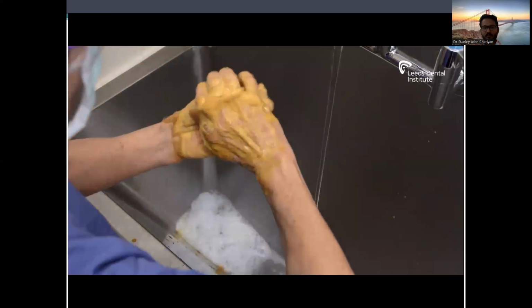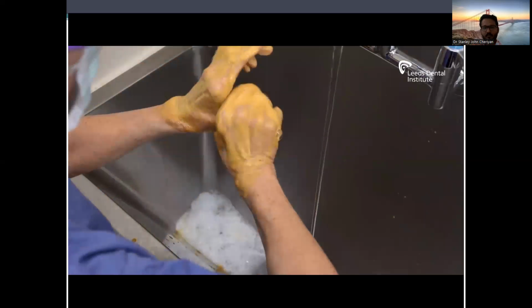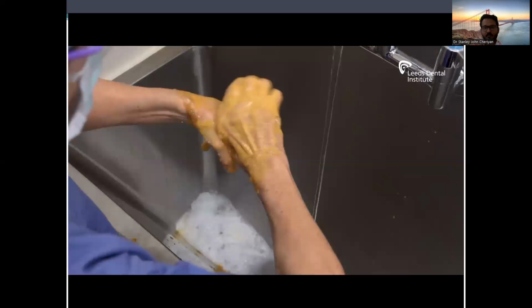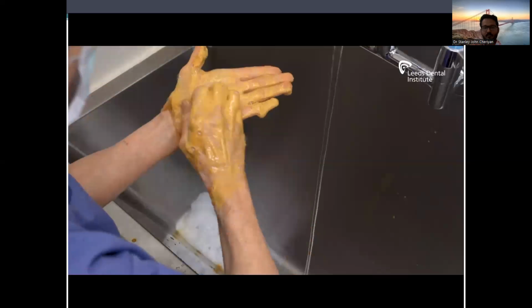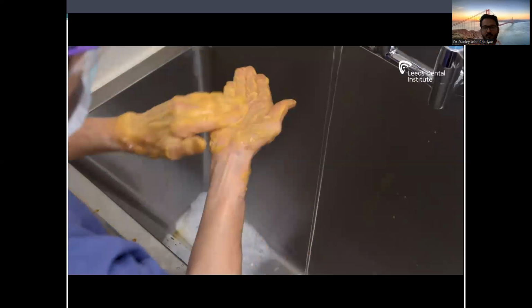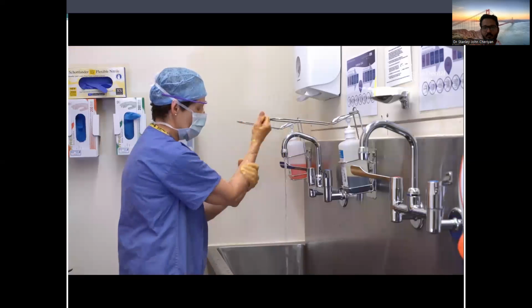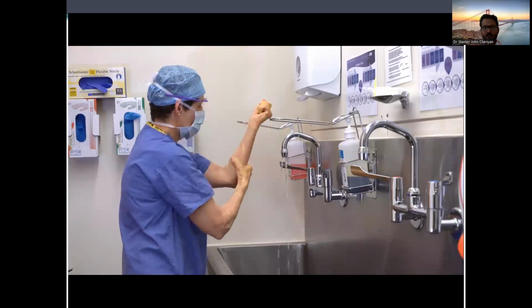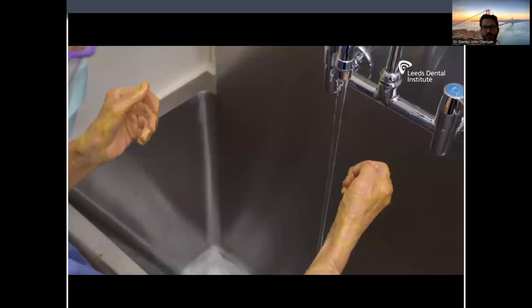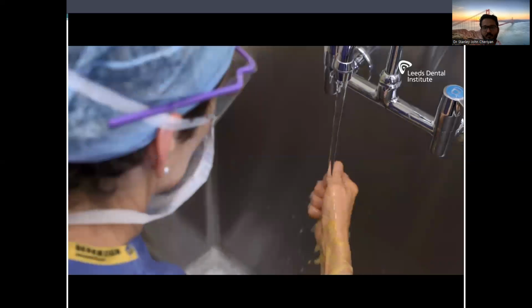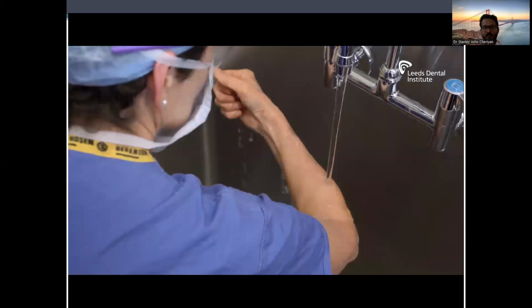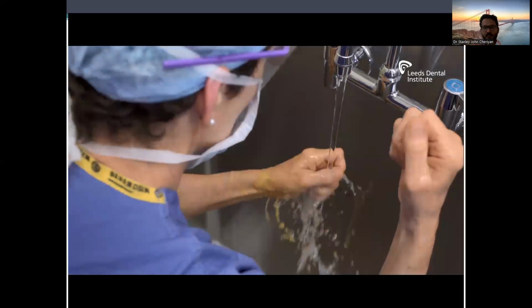Rub each thumb clasped in opposite hand using rotational movement. Rub tips of fingers in opposite palm in a circular motion. Using a rotational movement, rub from the wrist to the elbow of each arm. Then rinse from fingertips to elbow. Once the elbow has been reached, the hand must not go back to the other hand or wrist until after rinsing.